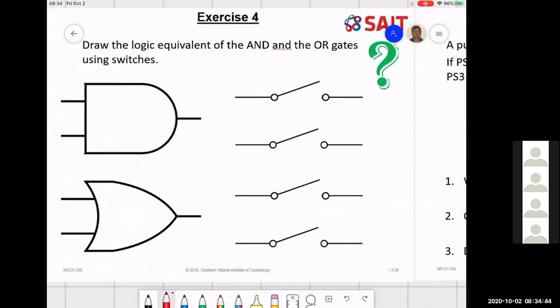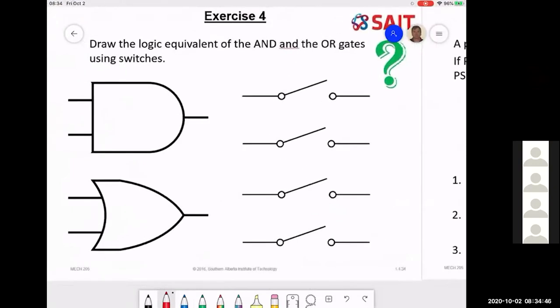Okay, now just a little bit harder to do. Say I've got 2 switches. These are switches just like you have to turn on the lights in your house. Two plain old switches. They're not connected to anything. But I want to create an AND.